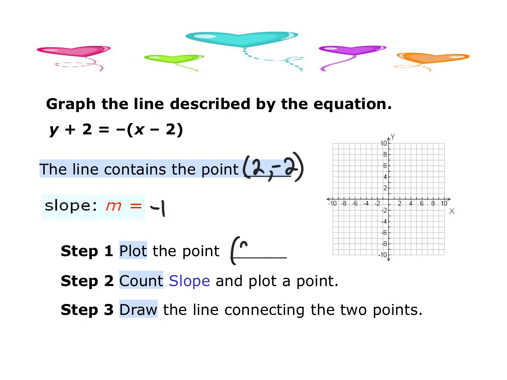So again, the first step is to plot the point 2, negative 2. So that's the point right there. And then we rise negative 1, and then we run 1. So we're going to land right there as your second point. Now, you can connect it like this, and then that would be good.